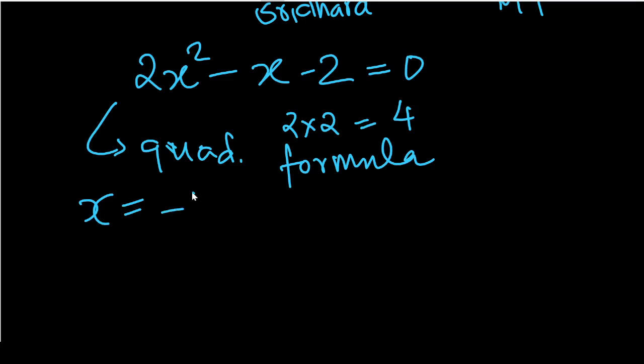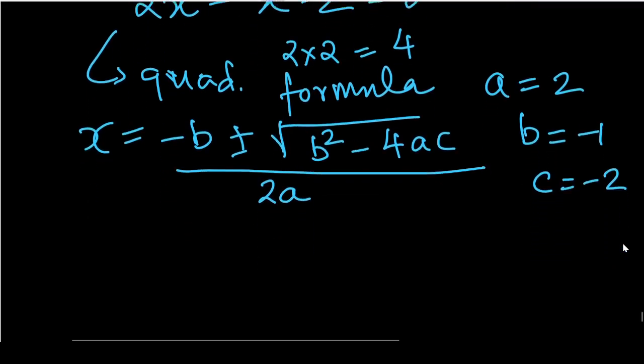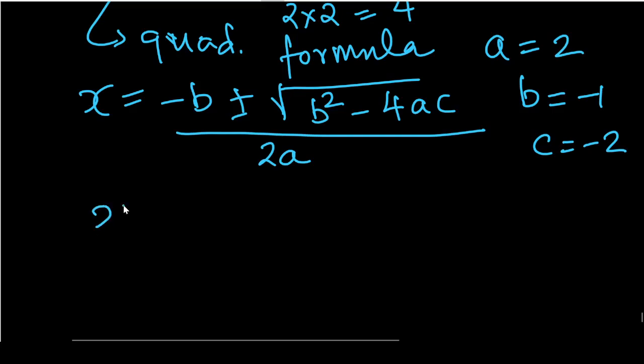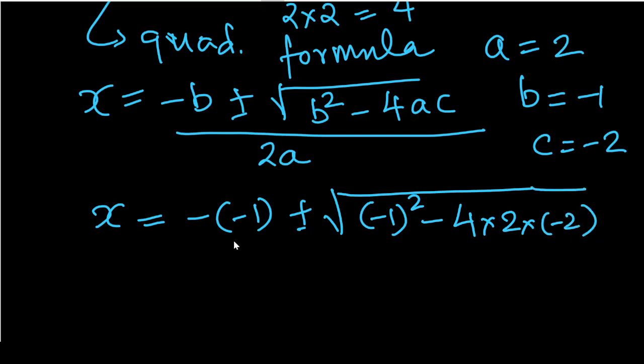It is x equals minus b plus minus under root b square minus 4ac upon 2a. So what is a here? a is 2, b is minus 1, c is again minus 2. So if you substitute the values of a, b and c, minus of minus 1, then b square is minus 1 square minus 4ac, a is 2, c is minus 2, upon 2a, a is 2.